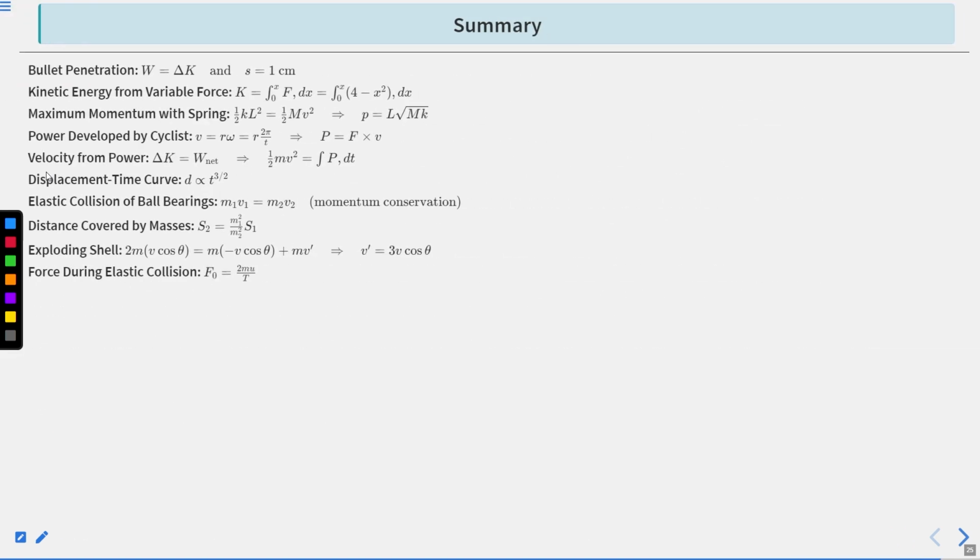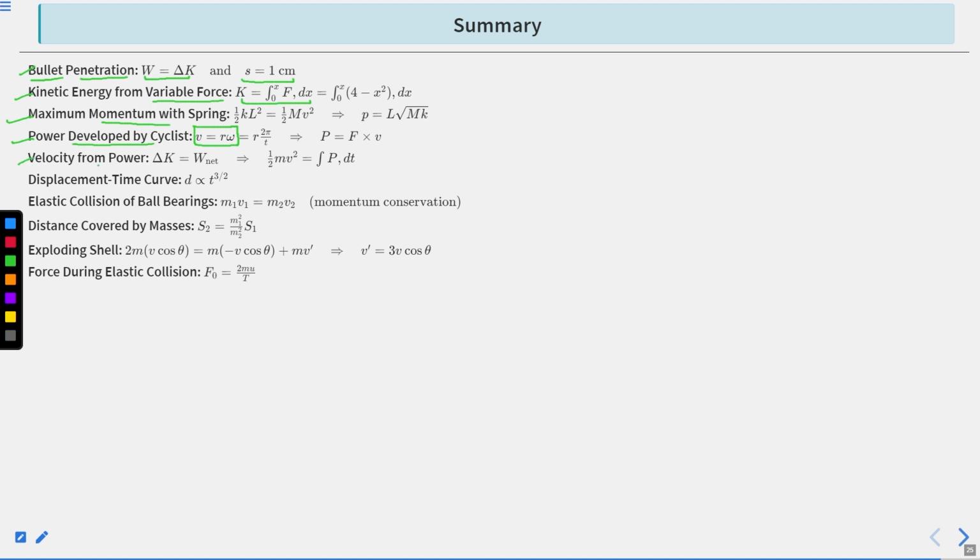Next, summary. So the major formulas are: bullet penetration, W equal to change in kinetic energy, and S equal to 1 centimeter. Second, kinetic energy from variable force, and maximum momentum with spring, half k l square, and power developed by cyclist, v equal to r omega. Clear? So this formula we learned in today's lecture while solving the questions.